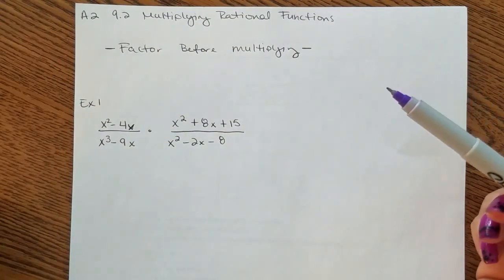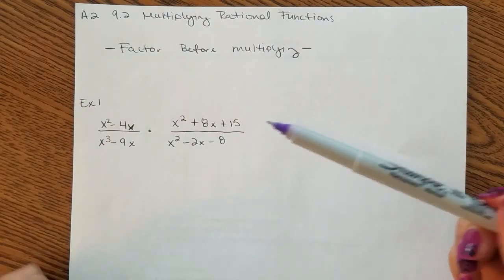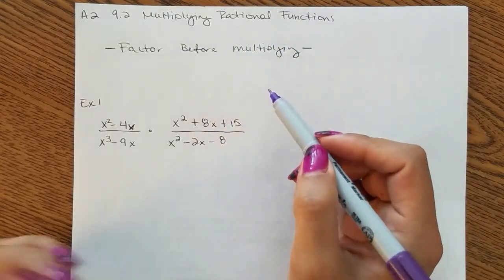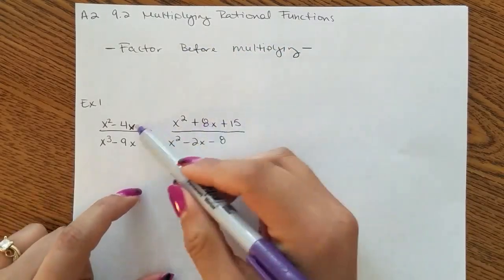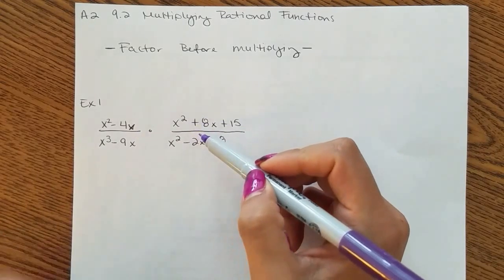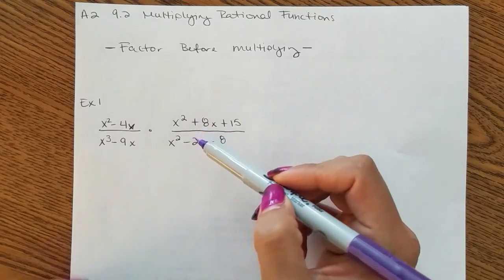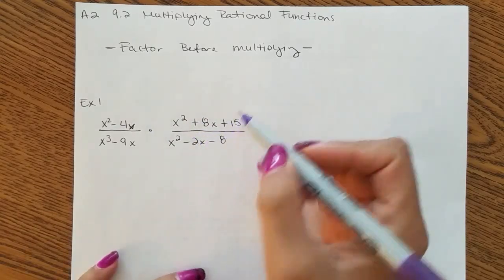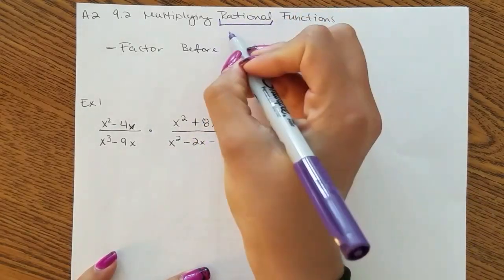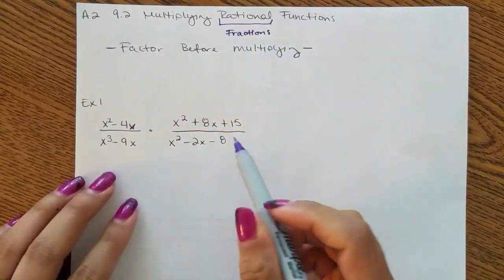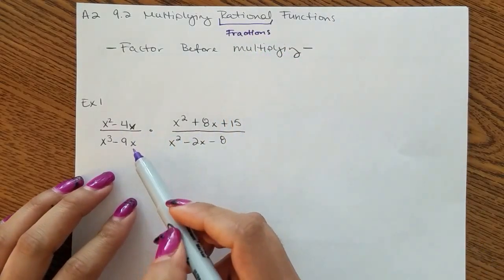The one rule that you need to know when multiplying rational functions is to factor before you begin multiplying. You don't want to multiply these things out and then factor them later because they're going to be really big and messy. So it's easier to factor them in their smaller forms. Don't forget that the term rational just means a fraction. We're just dealing with fractions here. So you want to go ahead and factor each one individually.